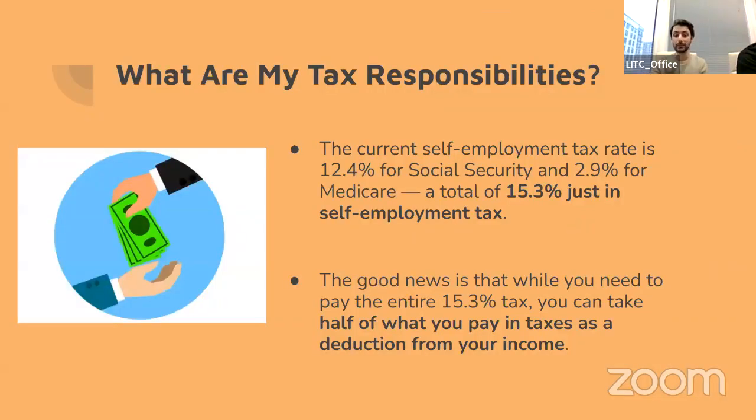So what are you actually going to be paying? At this point, Social Security is about 12.4% of your self-employment tax rate, and 2.9% goes to Medicare. So a total of 15.3% in just self-employment taxes that you are responsible for. So there's a silver lining to this. Anything you pay in taxes, half of what you pay will be deducted from your income. It's not a whole lot, but it is something.